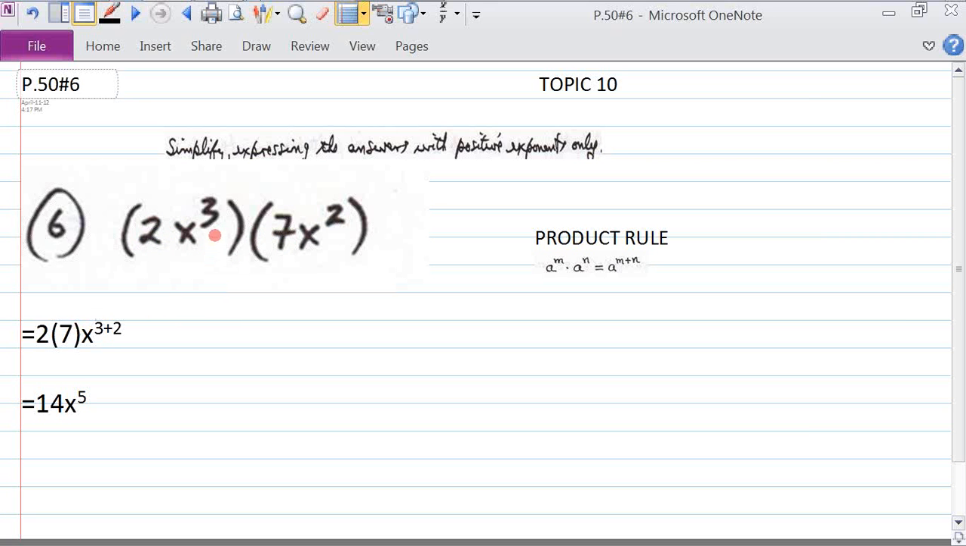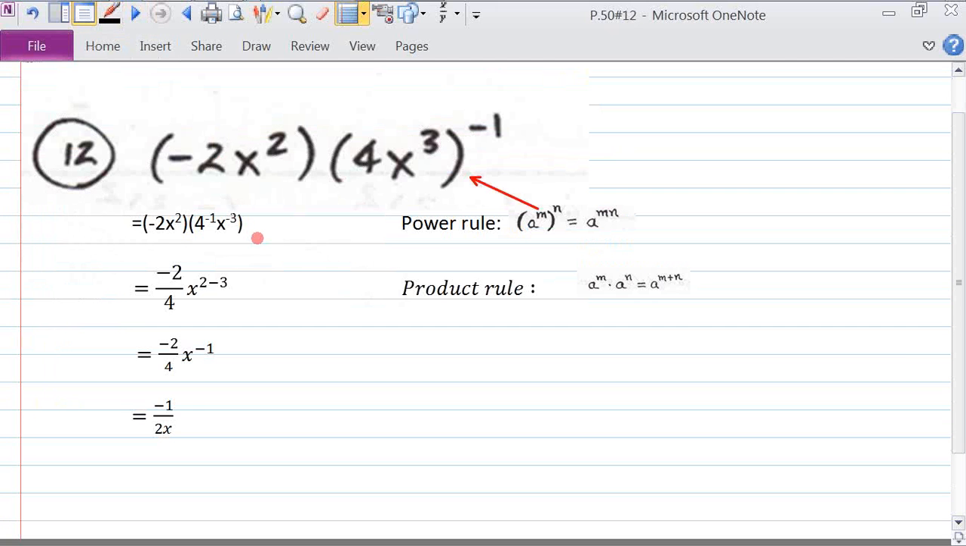That's right over here. And then we're going to apply the product rule. So we're going to add the powers, 3 plus 2, which gives me x to the 5th. So the answer is 14x to the 5th. Normally, the number goes right at the beginning, and then goes the variable, and we should always have positive exponents with the variable.